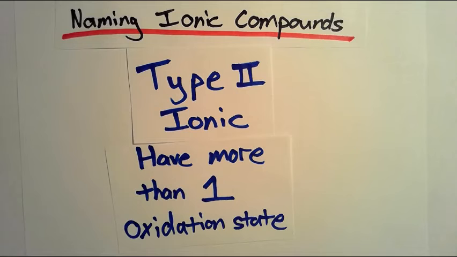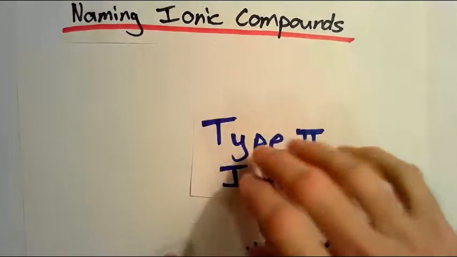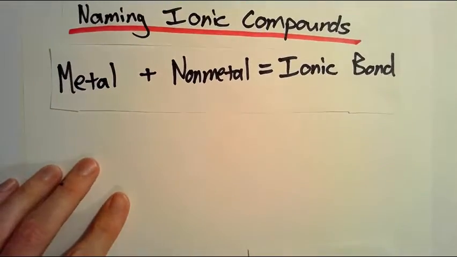This video will focus on naming type 2 ionic compounds. Remember, type 2 has more than one oxidation state. An ionic bond is simply a metal and a nonmetal bonded together in a mutual force of attraction.